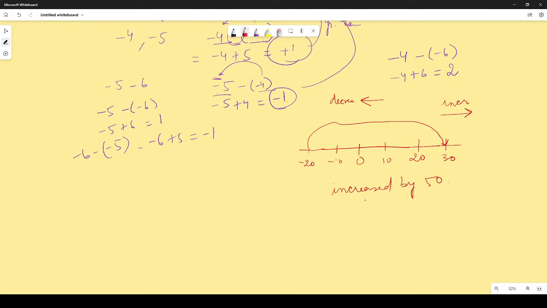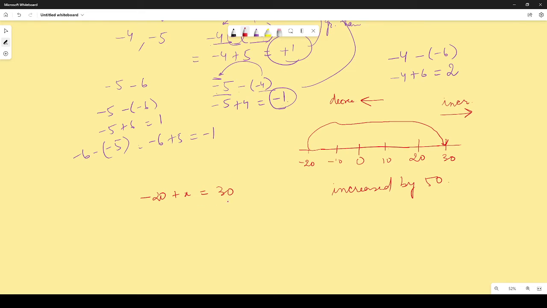Okay, so it has increased by 50. So how do we express that this has increased by 50? So we say that from minus 20 it has moved to 30, right? So what shall you add to minus 20 to give you 30? You have to add something to minus 20 so that you get 30. Are you getting this?